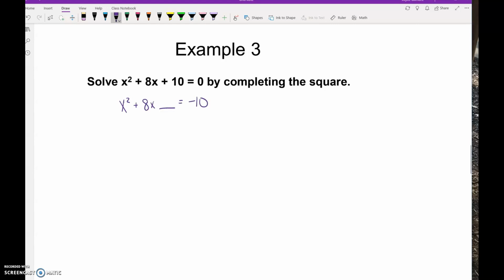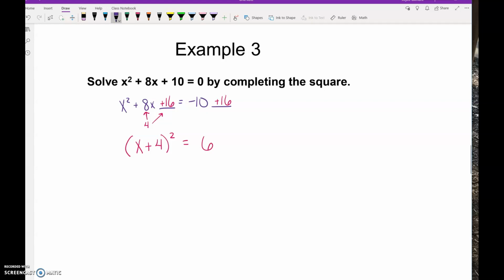I always start by getting the x squared and the 8x by itself with a spot for me to add something on both sides. So I subtracted 10 on both sides. 2 times what is 8? 2 times 4 is 8. We need to take 4 and square it and put it in that blank. So we're going to be adding 16 to both sides. Because that number was 4, it factors into x plus 4 squared. And on the right side, negative 10 plus 16 is 6.